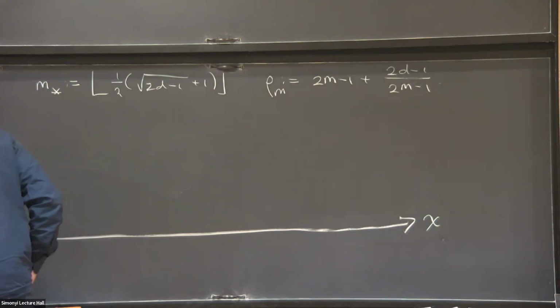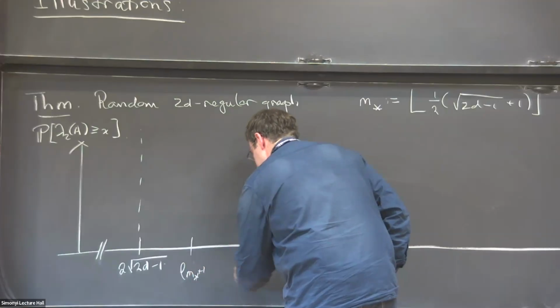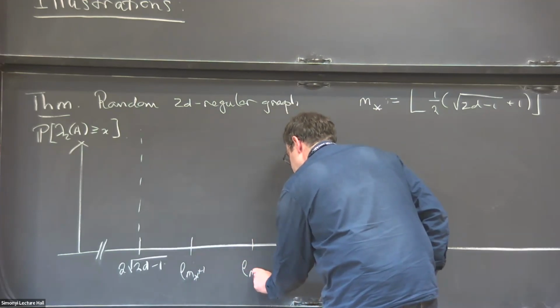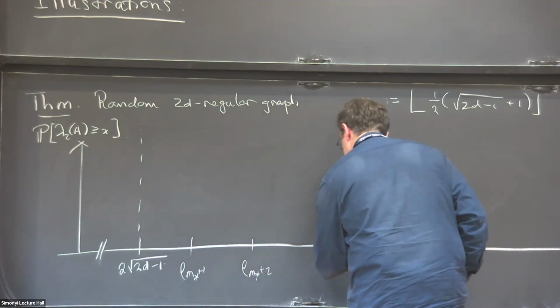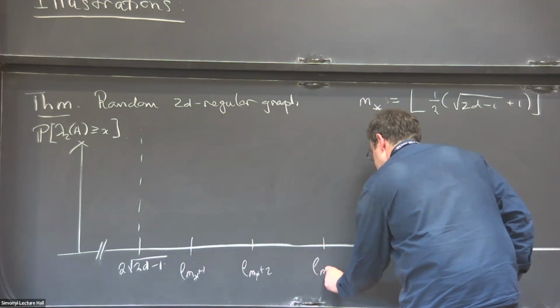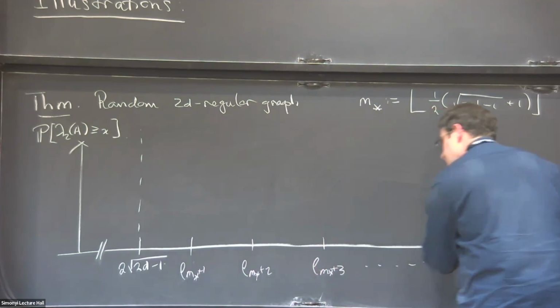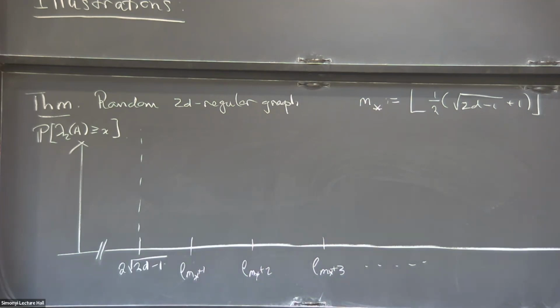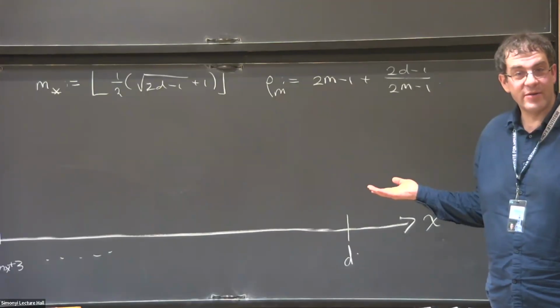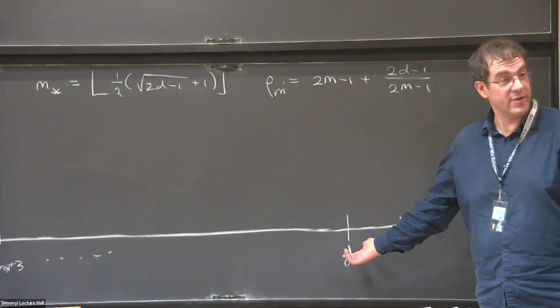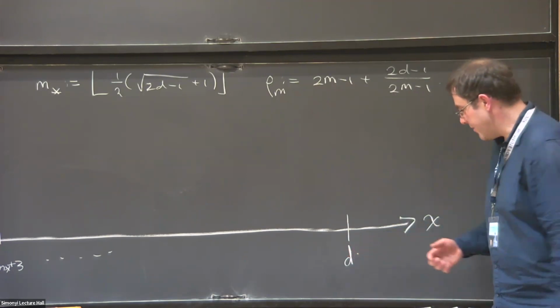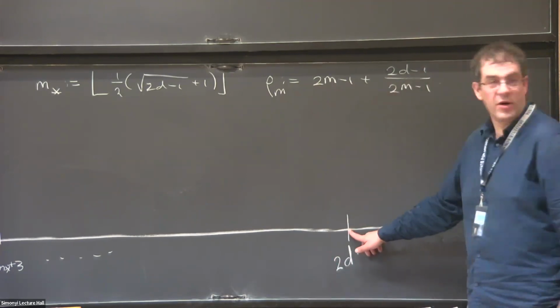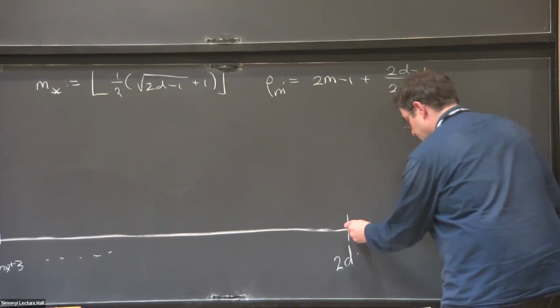So here we have rho m star plus 1, rho m star plus 2, rho m star plus 3, etc. It goes on like this until eventually we reach 2d. We know that the second largest eigenvalue of a random regular graph cannot be larger than its largest eigenvalue, which is 2d, I'm very sorry. So above this point the probability is just 0.